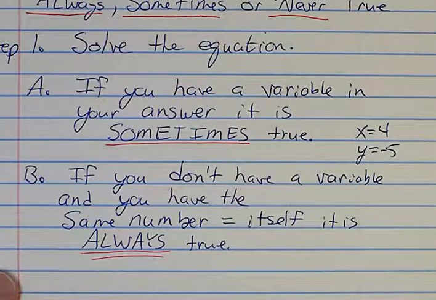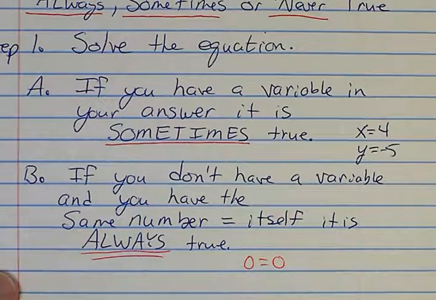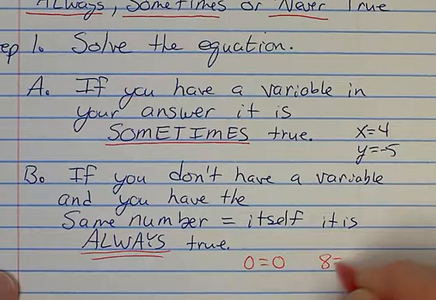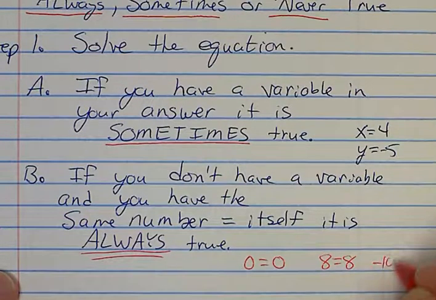And here's what makes this one kind of stand out, because when you're going through this thing, you're going to solve it, and all of a sudden all the x's are gone, or all the y's are gone. And you're going to get to the end, and you're going to have 0 equals 0. And some people go, well, doesn't 0 always equal 0? Yeah, it does. So that's why they call that always. You know, it may be that you get like 8 equals 8. You know, or you may get -10 equals -10.